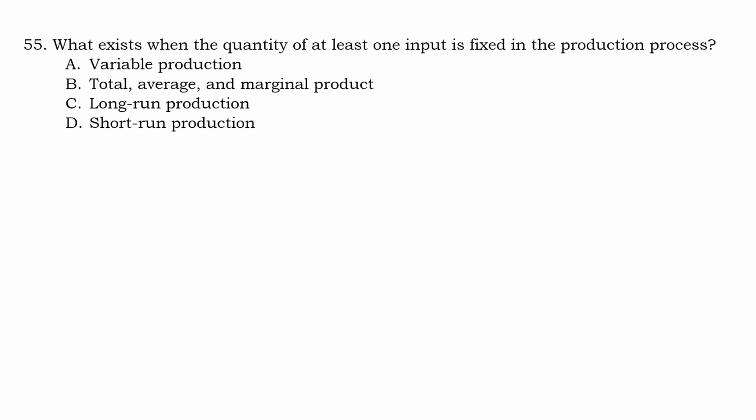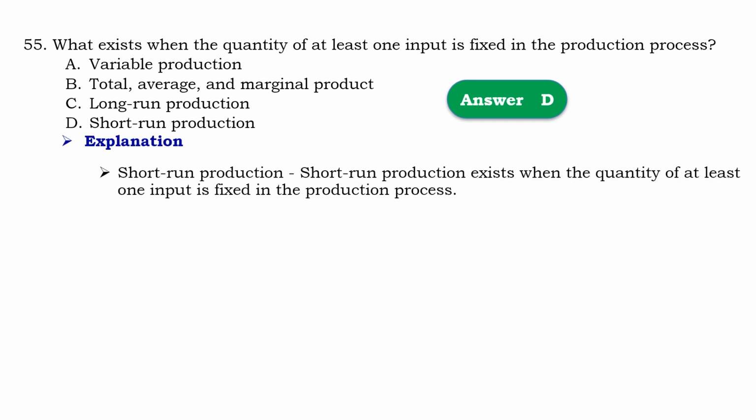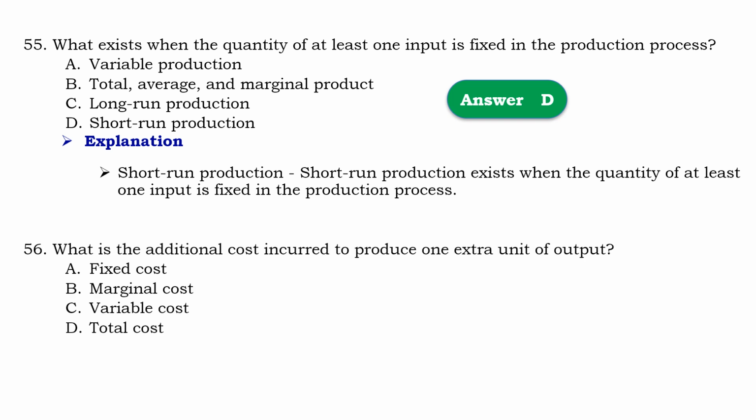So that should be D, short run production. Means that short run production exists when quantity of at least one input is fixed in production process. Question number 56, what is the additional cost incurred to produce one extra unit of output?